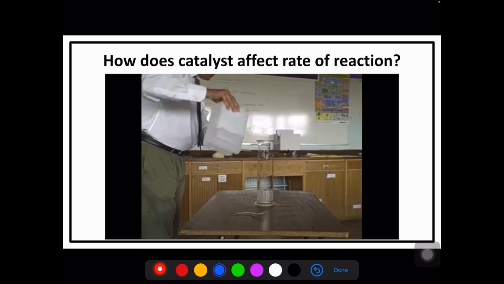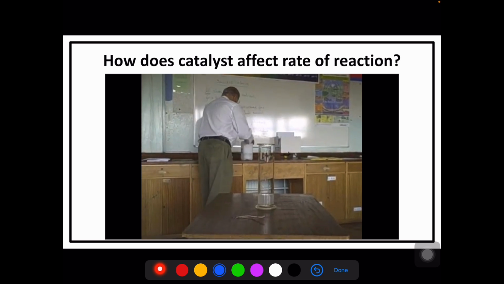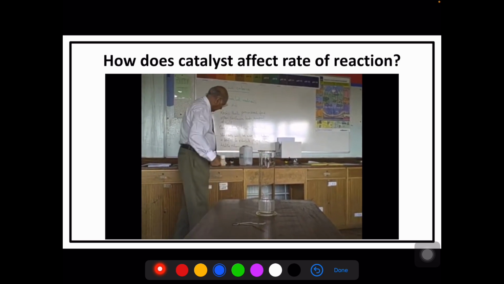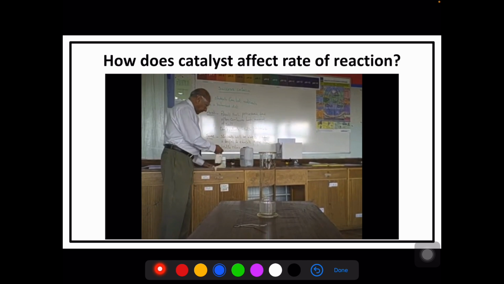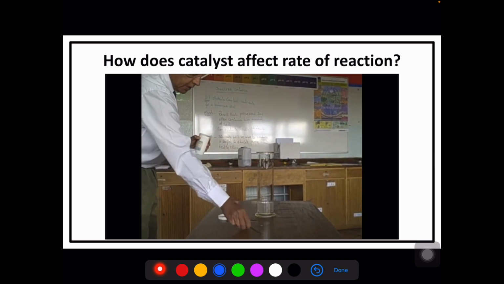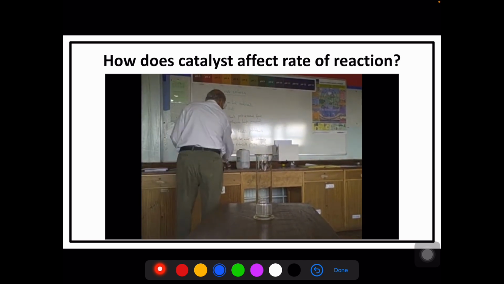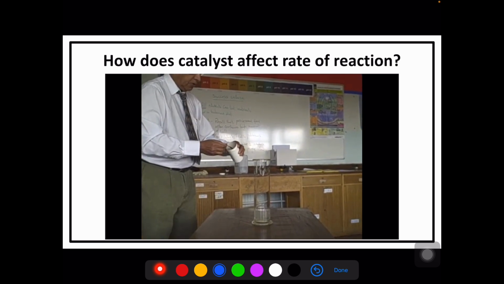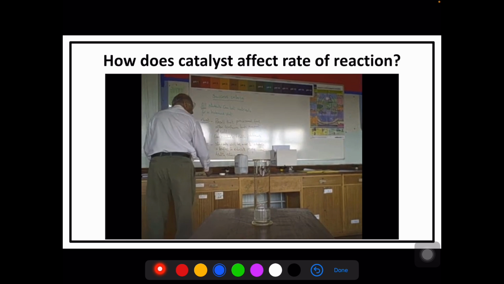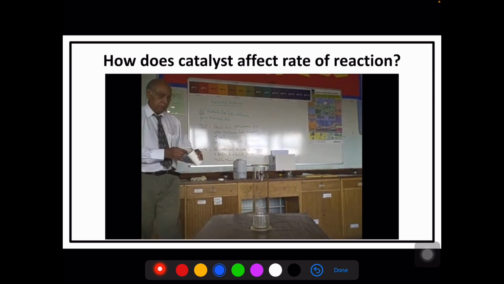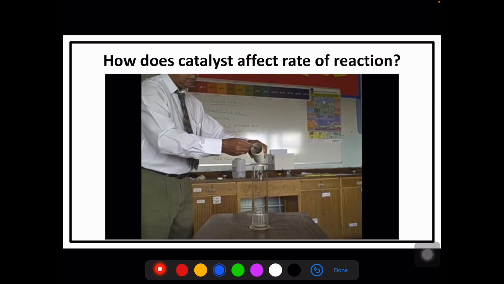Here you can see Mr. Andauer adding a chemical called hydrogen peroxide to a large jar. Hydrogen peroxide has the chemical formula H2O2. It's a little bit like water, except water has the chemical formula H2O, so hydrogen peroxide has an extra oxygen atom in its compound. If left alone, hydrogen peroxide will slowly break down into water and oxygen. You can speed up this reaction by adding a catalyst. The name of the catalyst is called manganese dioxide, and here some has been added.